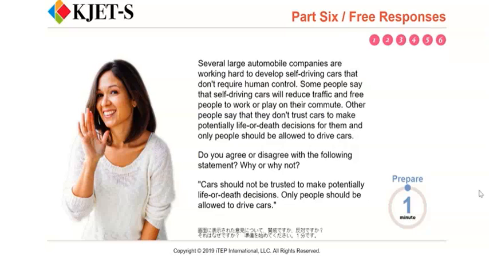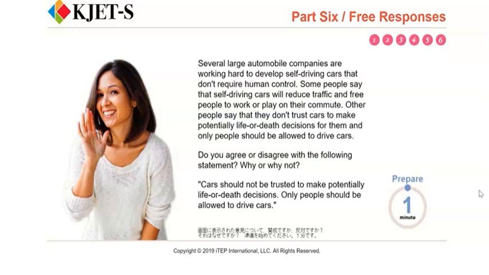Several large automobile companies are working hard to develop self-driving cars that don't require human control. Some people say that self-driving cars will reduce traffic and free people to work or play on their commute. Other people say that they don't trust cars to make potentially life or death decisions for them, and only people should be allowed to drive cars.